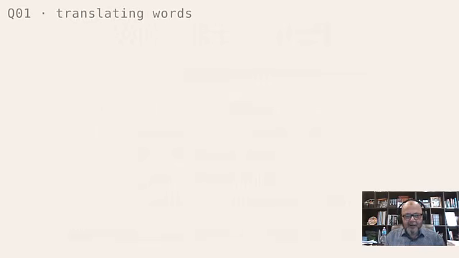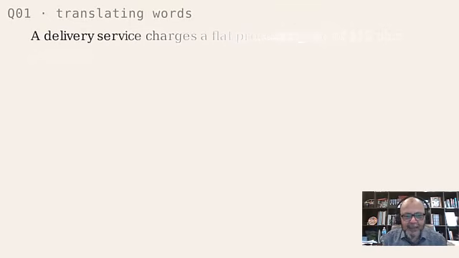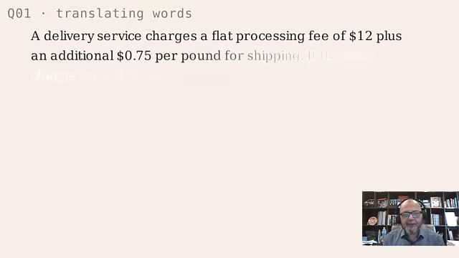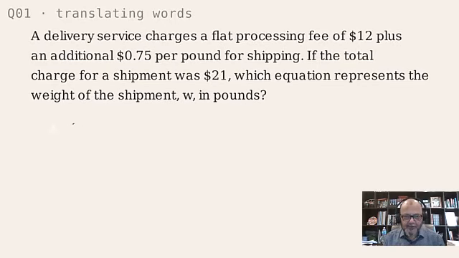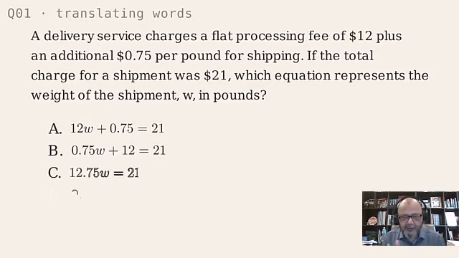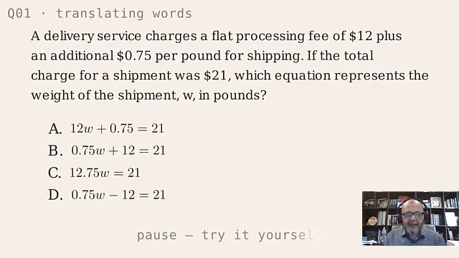A delivery service charges a flat processing fee of $12 plus an additional 75 cents, or $0.75, per pound for shipping. If the total charge for a shipment was $21, which equation represents the weight of the shipment, W, in pounds? There are four options. I'm going to let you read it, and I want you to pause and try to solve it yourself. When you come back, I will walk you through the way I would solve this.